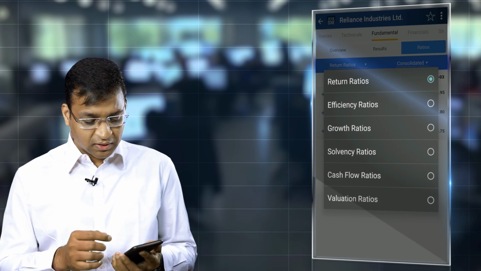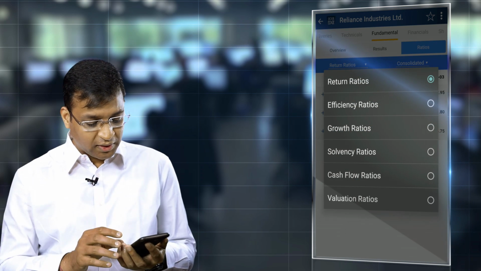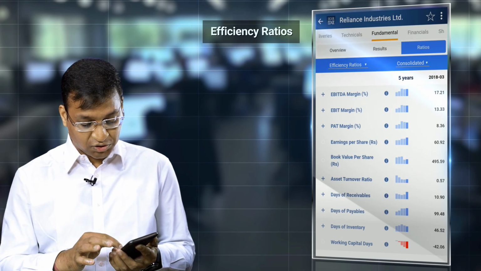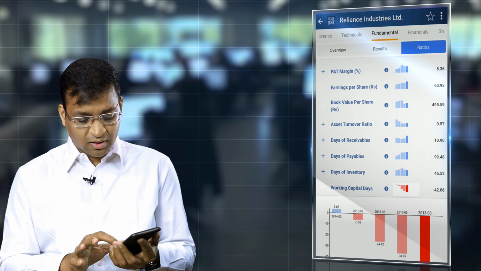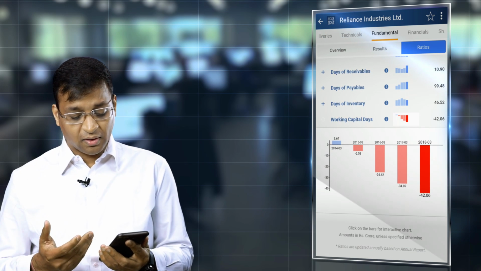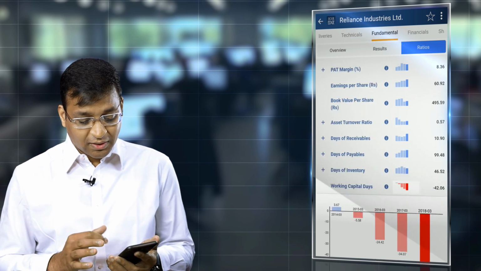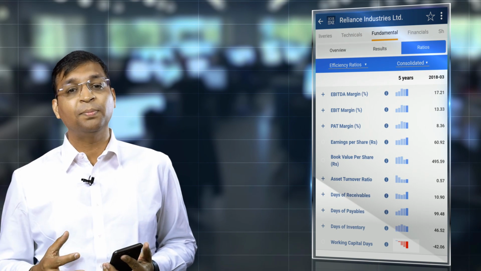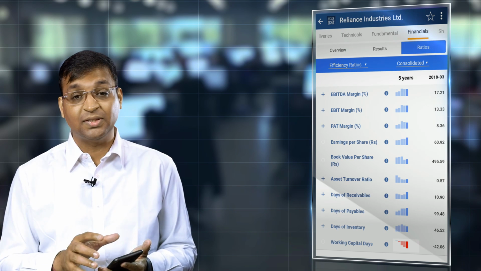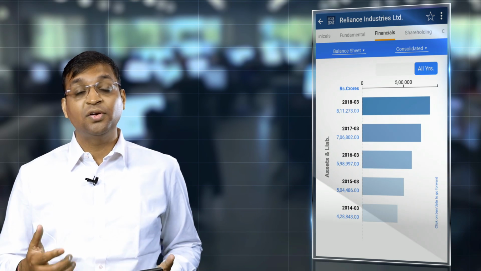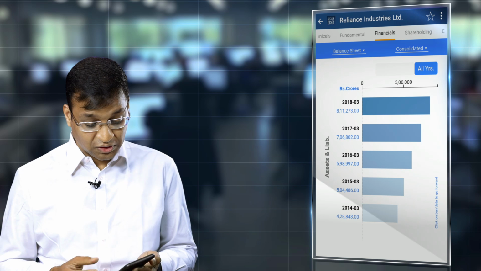Apart from these ratios, we have some really nice ratios. For example, efficiency ratio, which talks about the working capital cycle. Look at the working capital cycle of this company. It's minus 42. That is so impressive. So literally the company is actually not requiring funds to do business. They have enough money getting generated because of their working capital efficiency.